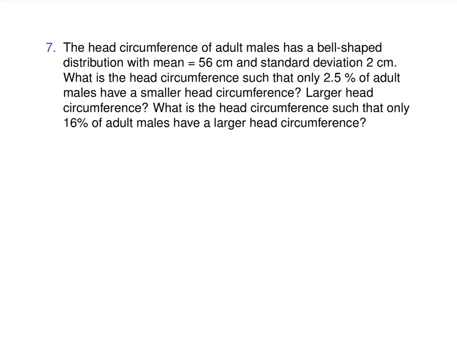So the head circumference of adult males has a bell-shaped distribution with mean 56 centimeters and standard deviation 2. What is the head circumference such that only 2.5% of adult males have a smaller head circumference? So I like a picture, and I need a symmetric thing to draw around.